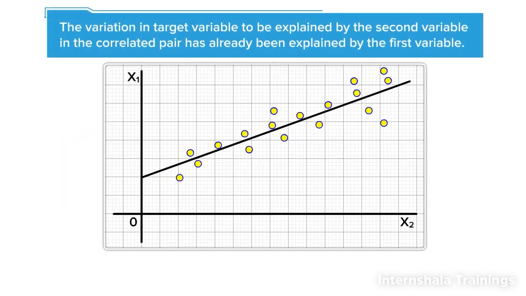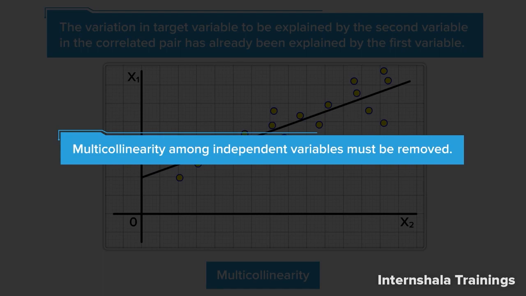It is due to the fact that the variation in target variable to be explained by the second variable in the correlated pair has already been explained by the first variable, thus rendering the second variable redundant. This phenomenon is known as multi-collinearity. For linear regression to work properly, multi-collinearity among independent variables must be removed.